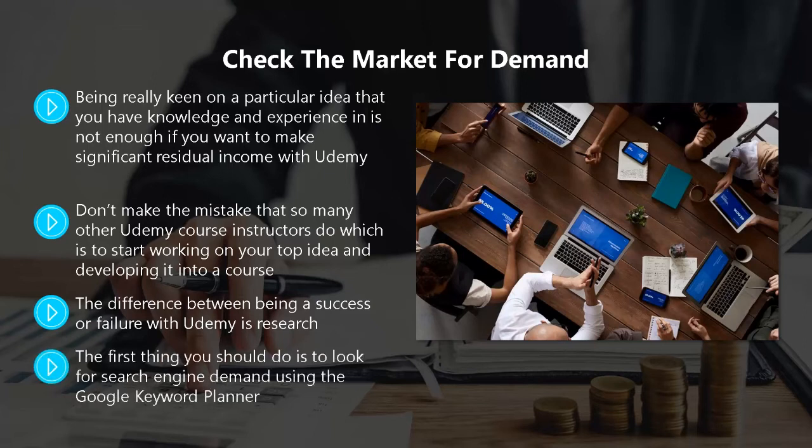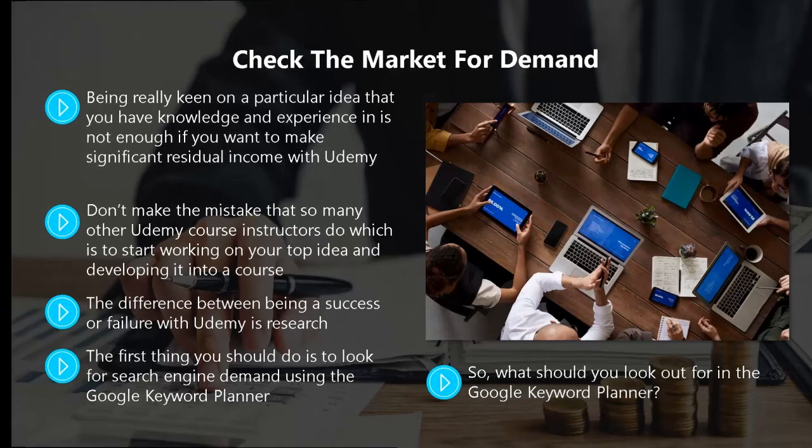The first thing you should do is look for search engine demand using the Google Keyword Planner. You can enter keywords, search terms, related to your idea and check on the monthly search volume on Google. You will also be presented with a number of related keywords, which is great for content ideas. So, what should you look out for in the Google Keyword Planner? Well, use a seed keyword, in other words, SEO training. You want to see search volume of at least 1,000 to 10,000 searches per month.